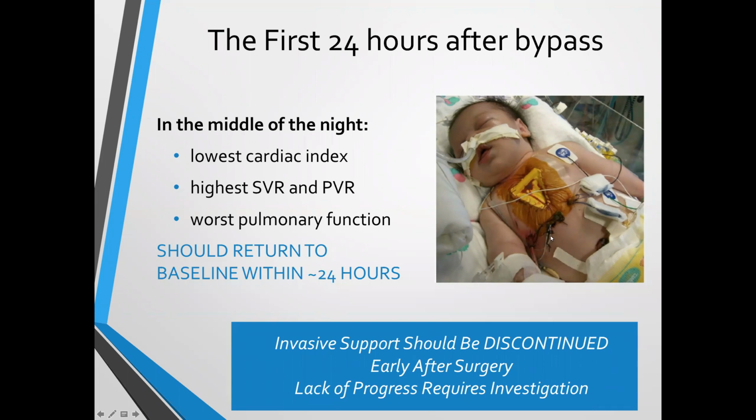This is most of the cases, high risk cases. We have two lines here. One of them is the LA line, and one of them is sometimes an RV line or pulmonary artery pressure line. The LA line, as you all know, is like a Swan-Ganz in adults. This is put in the left atrium through the left atrial appendage or directly through the left atrium.